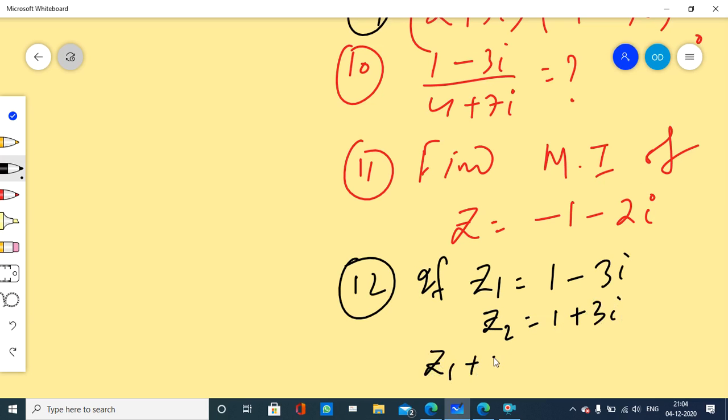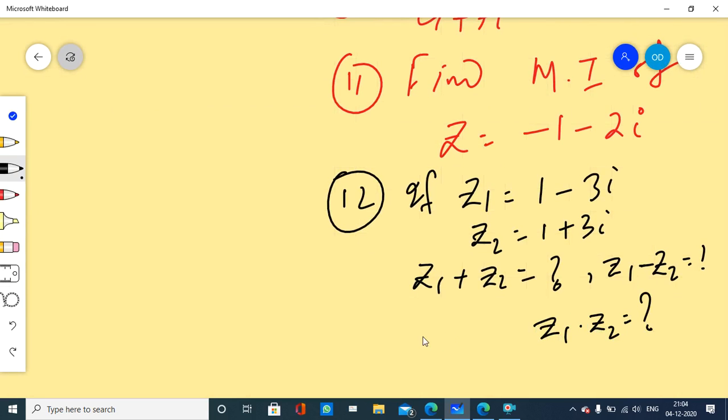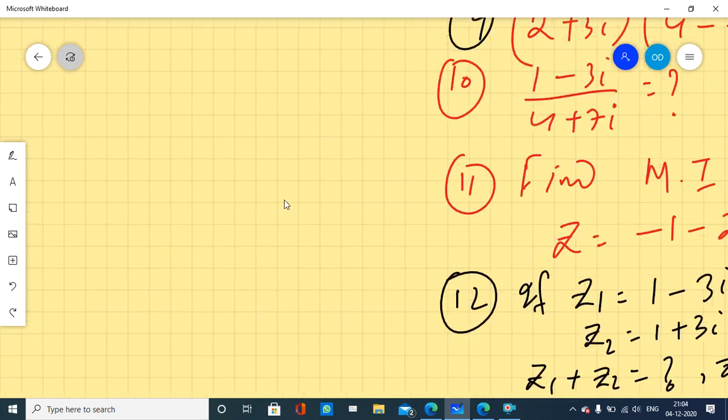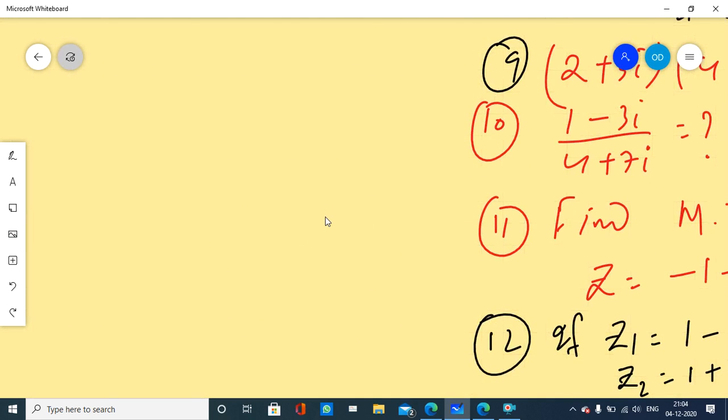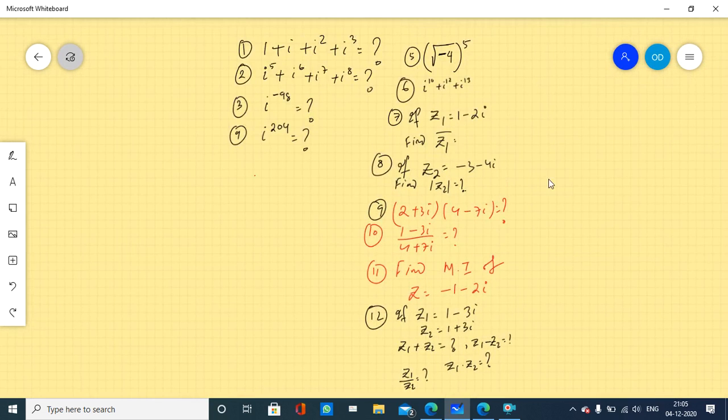Find z1 plus z2. Find z1 minus z2. Find z1 into z2. And while we are at it, find z1 by z2 also. Why leave that one out? So this is the assignment that you will do, and if you have any doubts you will ask me in the next class. Get my point so far?